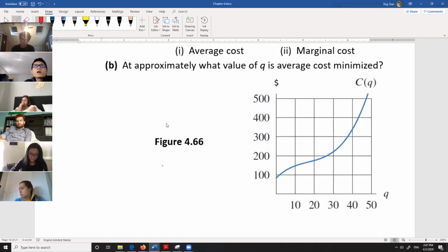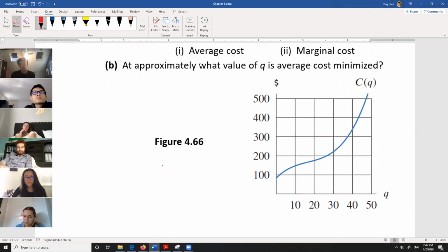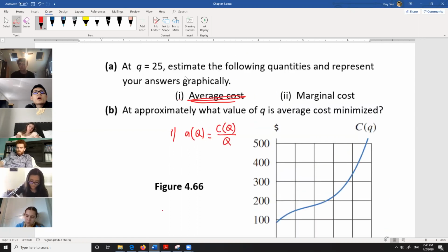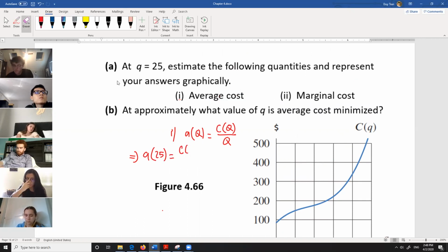All right, so part A, how do I find the average cost? The average cost is equal to C of Q divided by Q. In this case, we are looking for the average cost when Q is equal to 25. So we are looking to get A of 25, which is C of 25 divided by 25.